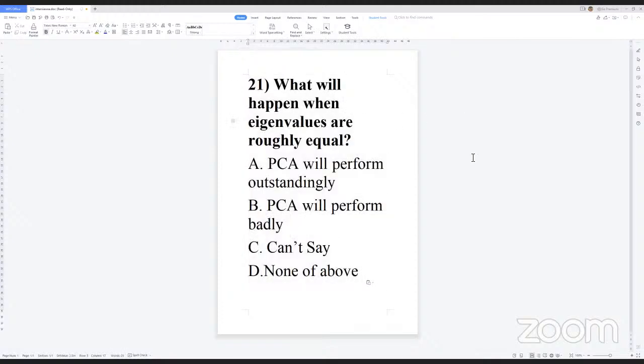So the 21st question will be, what will happen when eigenvalues are roughly equal? What will happen if eigenvalues are roughly equal? A. PCA will perform outstandingly. B. PCA will perform badly. C. Can't say. And D. None of the above. What would be the answer for this question among the four options?